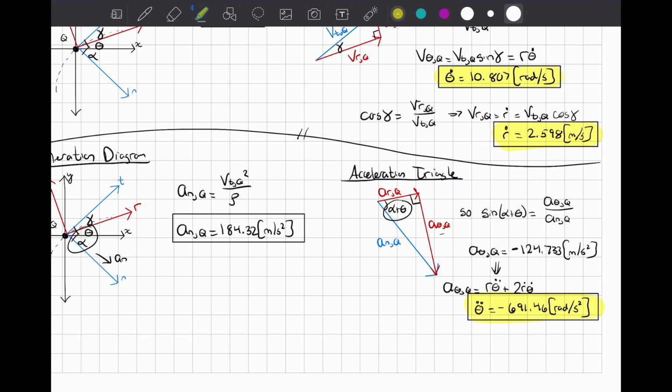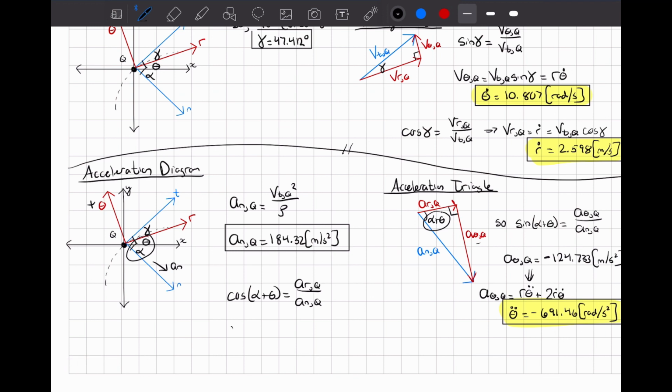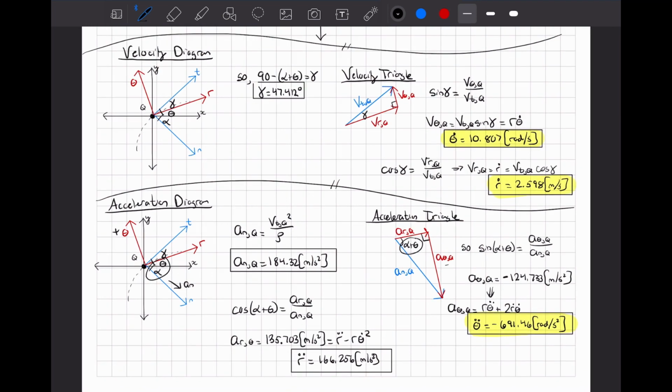Thus, we can calculate the second derivative of theta, which is theta double dot, and we calculate that as negative 691.46 radians per second squared. Likewise, we'll do the same story for cosine, which will give us the acceleration in the radial direction, and we will just calculate that straight up as being about 135, and then we can use that expression to get our relationship with r double dot, which we then can calculate.